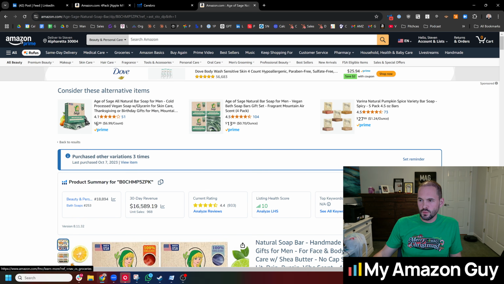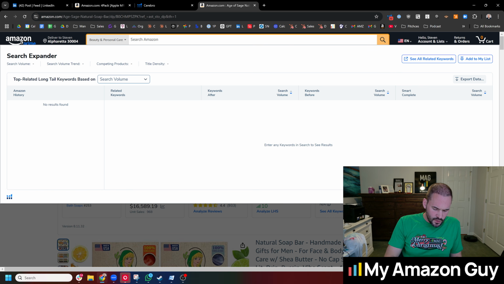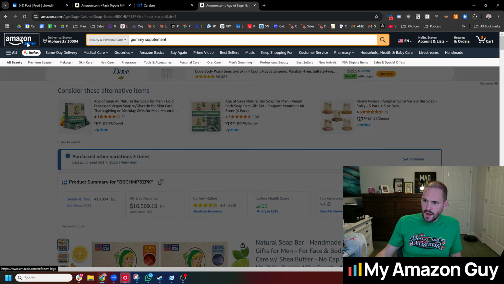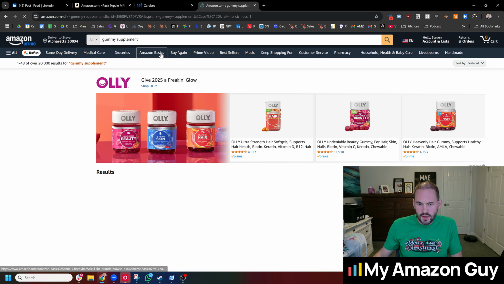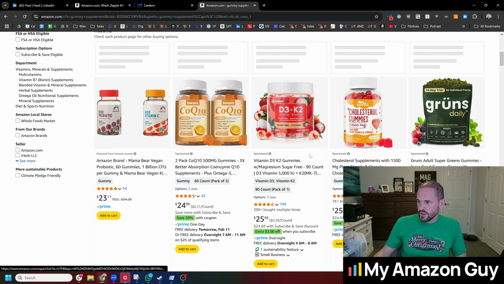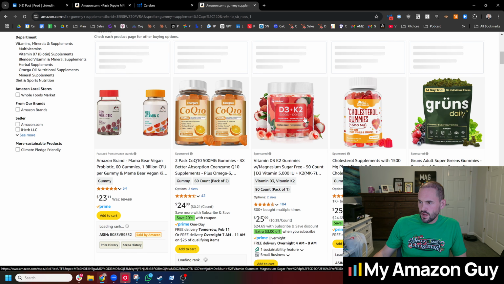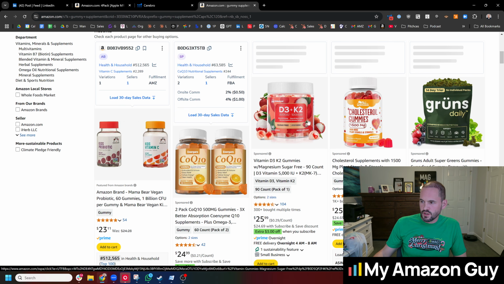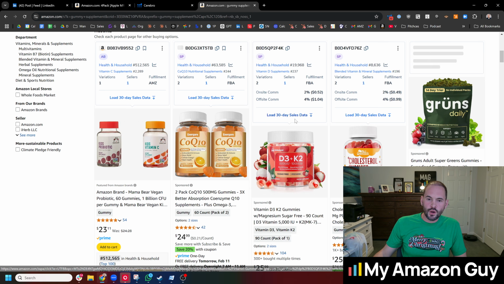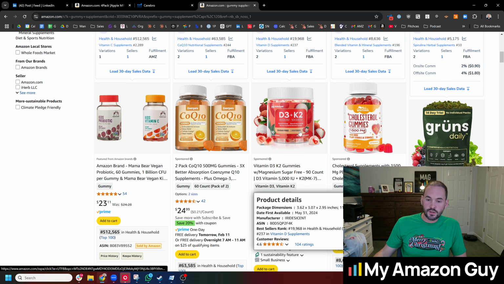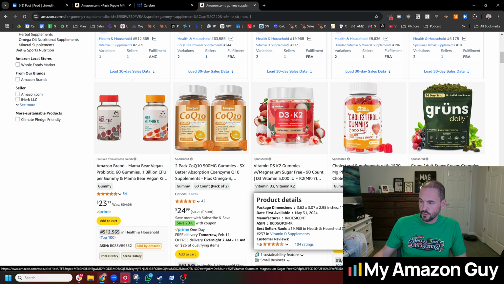Another thing I like to do is with supplements. So if we type in gummy supplement, and I'm going to go back to Amazon.com and get out of the category. Here's a great example of the D3K2. I can't even read the brand name. It's unreadable. All I know is that there's D3 and K2 in this. And if I was looking for D3 or K2, and I don't even know what K2 is, I assume it's a vitamin of some kind, then I would click on this listing, right?